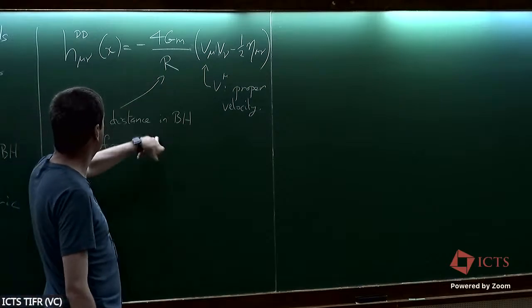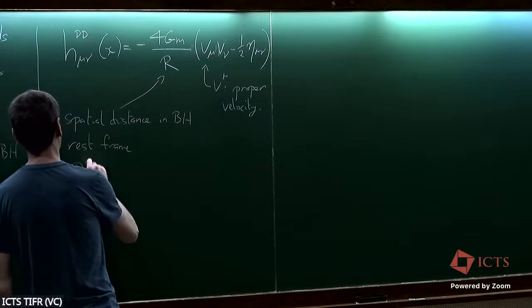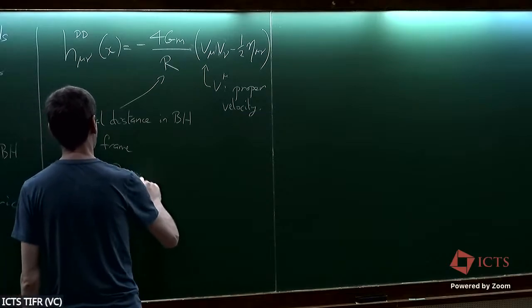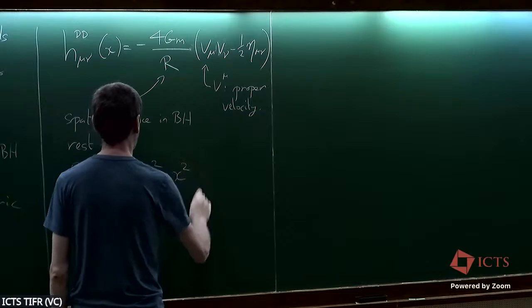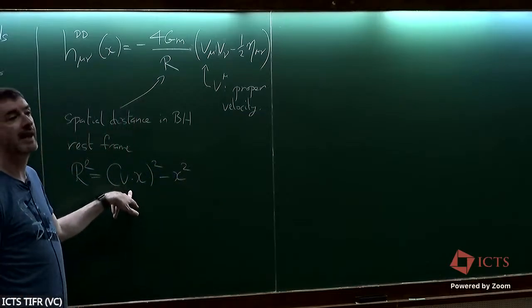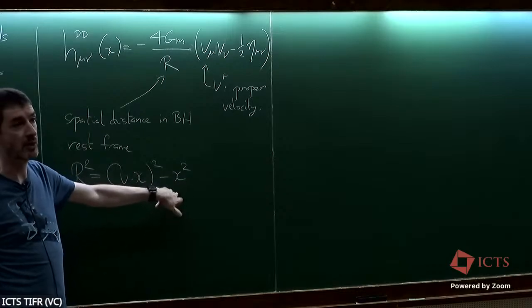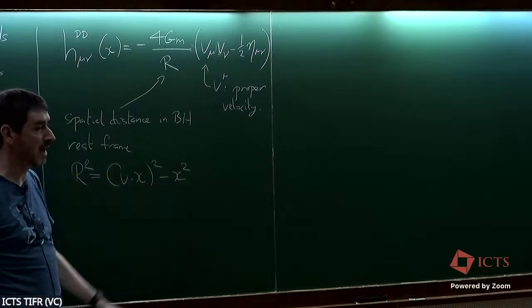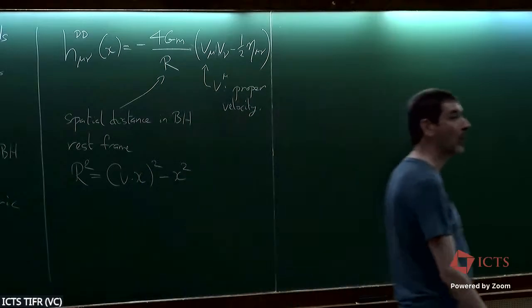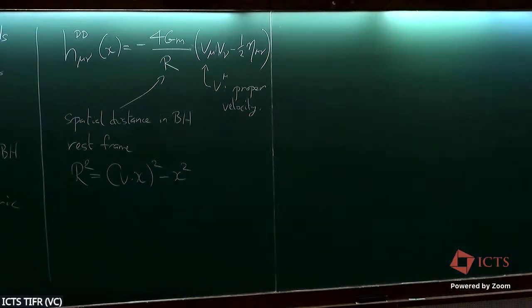Okay, so that means in particular that this R squared will be v dot x squared minus x squared. So the job of the v dot x is to cancel the time components in the x squared. All that's left are the spatial components in the rest frame. Whereas the minus sign is just a bug of the mostly negative metric convention. Okay, well, a first comment about this is it's not zero.